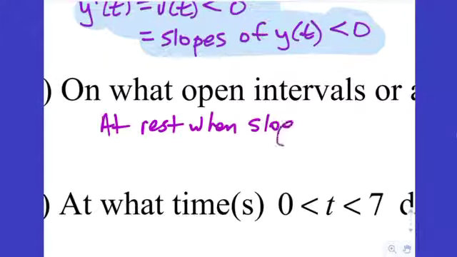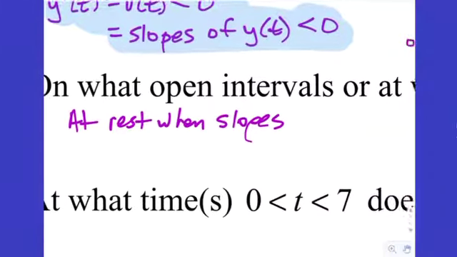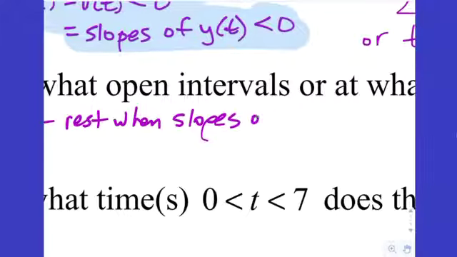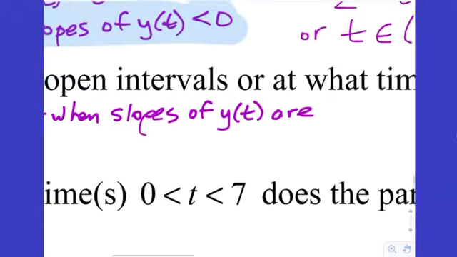when the slopes, don't just say when the slopes are 0, because you know what I'm going to say, you know what College Board's going to say? They're going to say the slopes of what? Heavenly Ski Resort in Lake Tahoe? I wish. No. At rest when the slopes of y of t are 0. That's now communicating exactly what you're looking for.